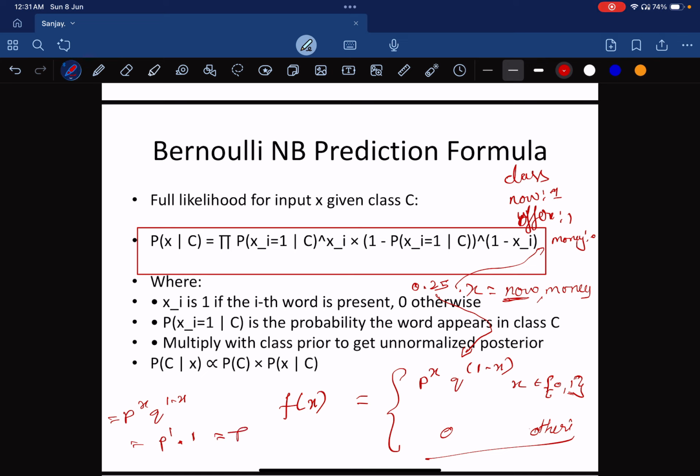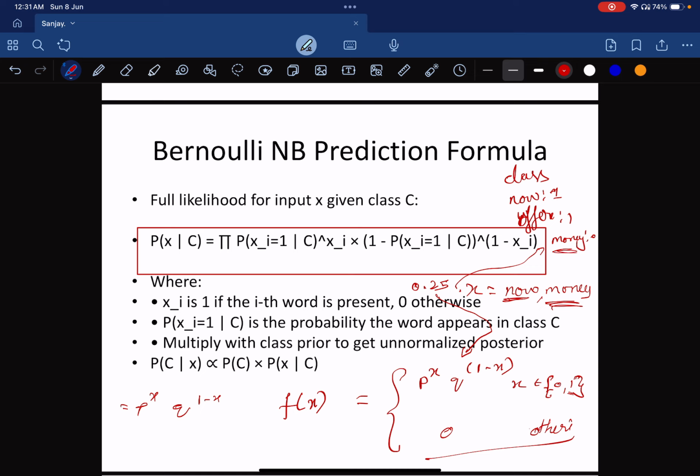You can see that P is the probability of success rate and Q is the probability of failure rate. Similarly, for a feature like money, there is no occurrence in class 1, right? So the formula will be P of x and Q of 1 minus x. Here, money is not present in that class, right?